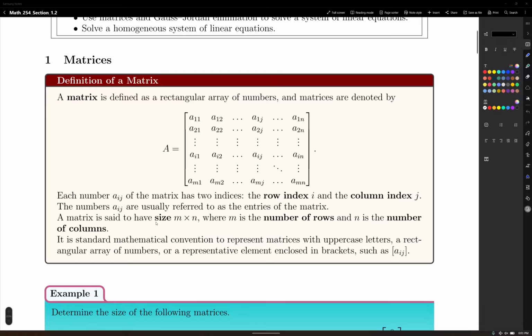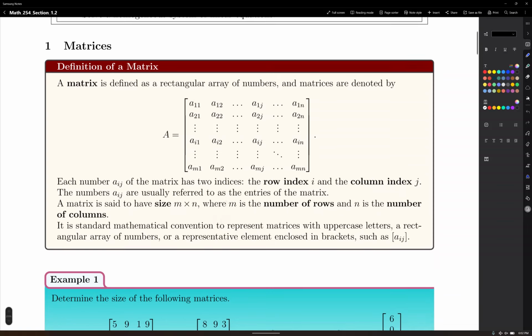So each element or number we're going to call a sub i j, all right? It has two indices, the row index and the column index. It goes in order. We first identify the number of rows, or the row a particular element is in, and then the column, never the reverse, all right? So the column index is j. And a matrix is said to have a size m by n, where m is the number of rows in the matrix and n is the number of columns. All right. Okay, so it's a pretty basic definition.